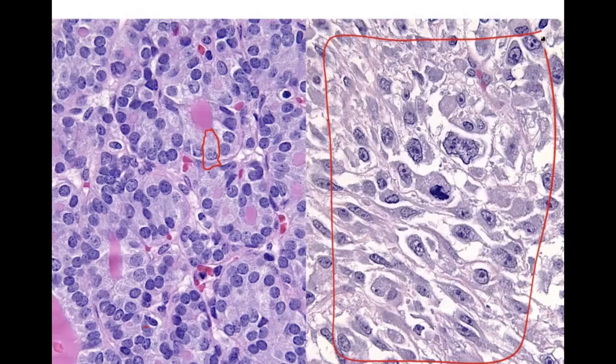You can see that the cells are larger than the cells on the left. You can see that there's mitotic activity. This is a mitotic figure here. You can see that the nuclei are big, and they take up most of the cell. And so all of these are histologic features of a malignant tumor.